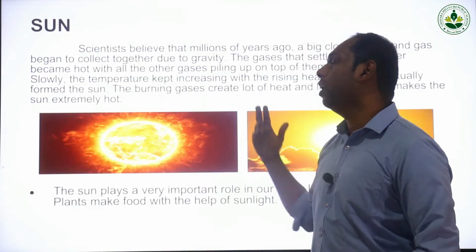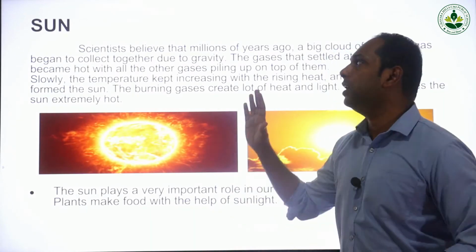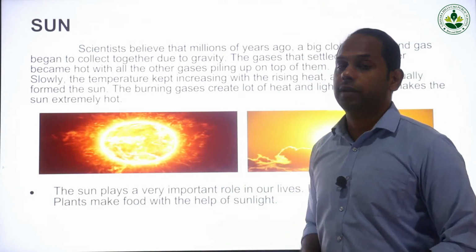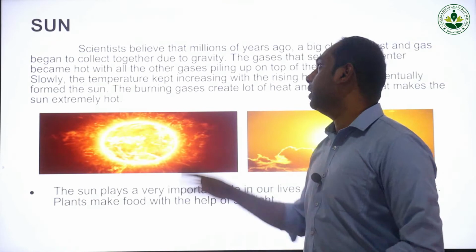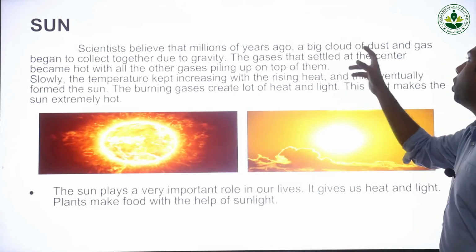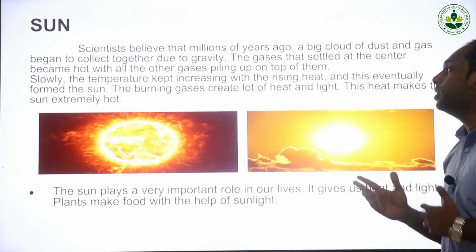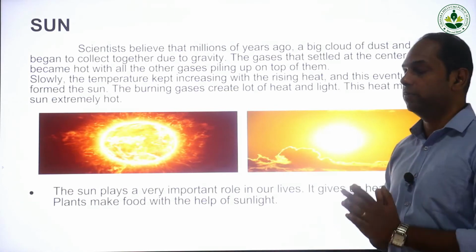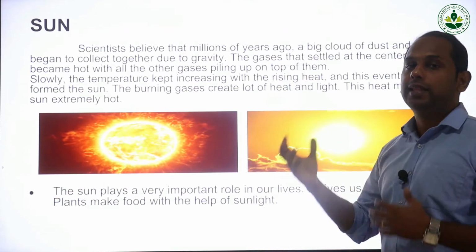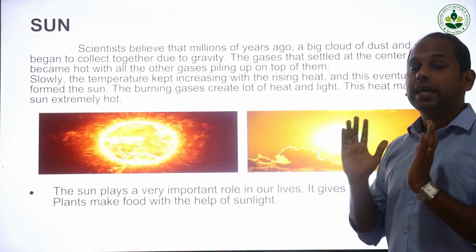First we will be studying about the origin of the sun, how the sun was formed. There are different types of theories and opinions about the origin of the sun, and many scientists believe that around 4.6 million years ago a big cloud of dust and gas began to collect together due to gravity. So in the formation of the sun, there was a huge cloud made of dust and gas, and they began to collect more amounts of gases due to gravity.